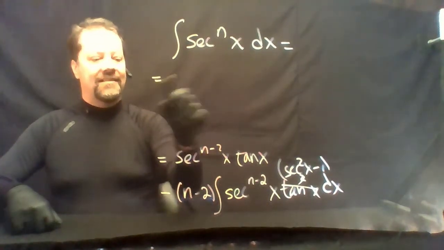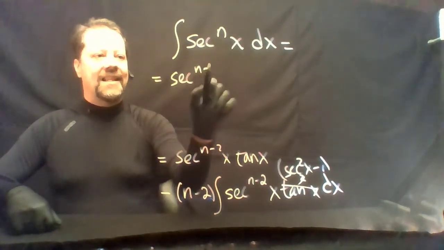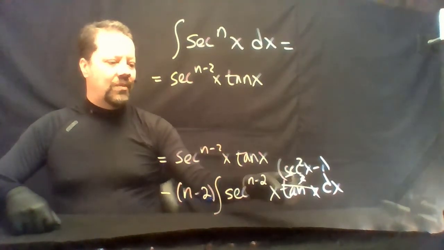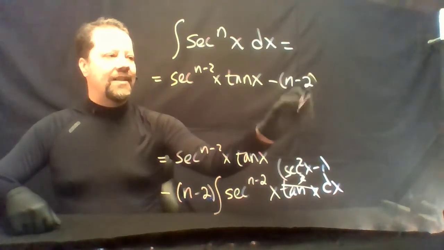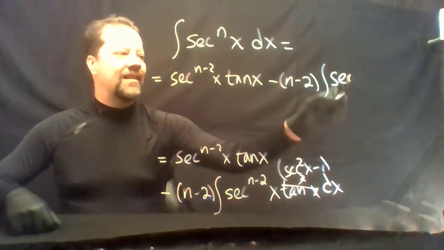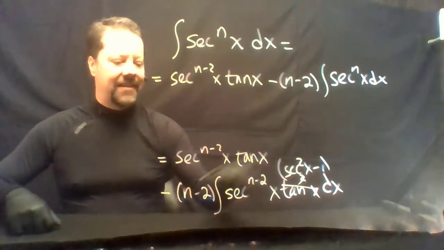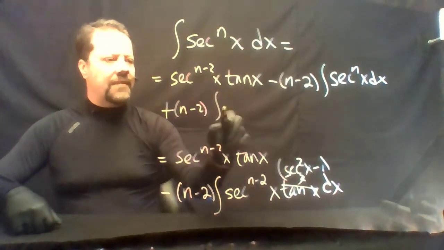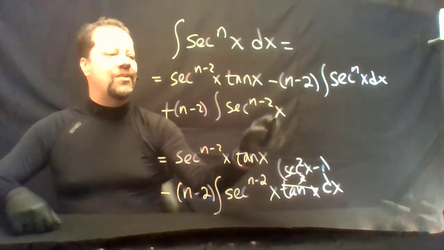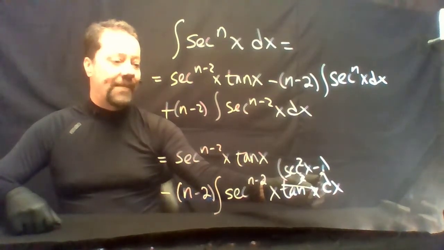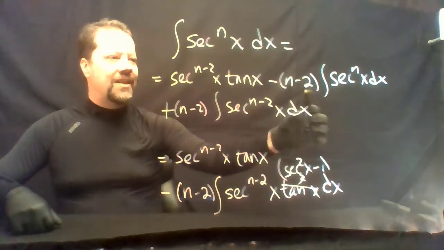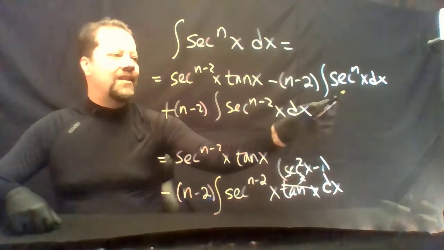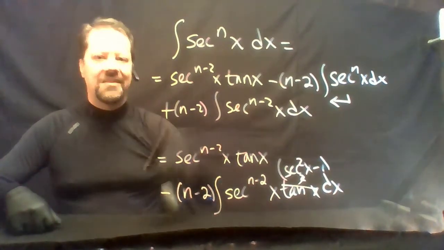We have then secant to the n minus 2x tangent x. We'll have minus n minus 2 integral of secant to the nx dx, and then minus is plus n minus 2 integral of secant to the n minus 2x dx, distributing the minus 1. You can see this has a secant to the n just like on the other side. So this term needs to be sent to the other side.